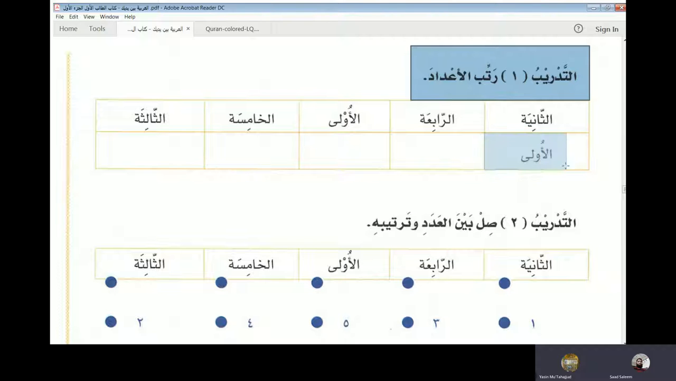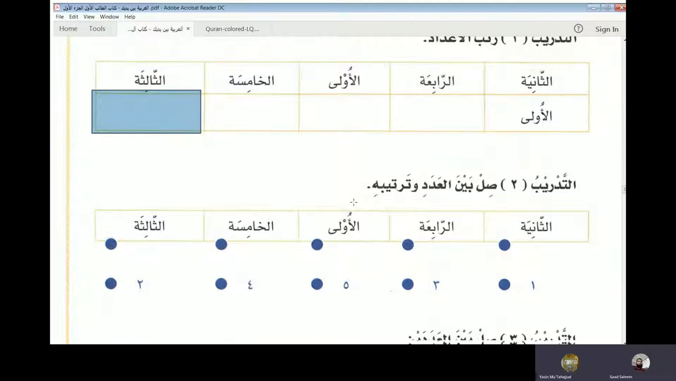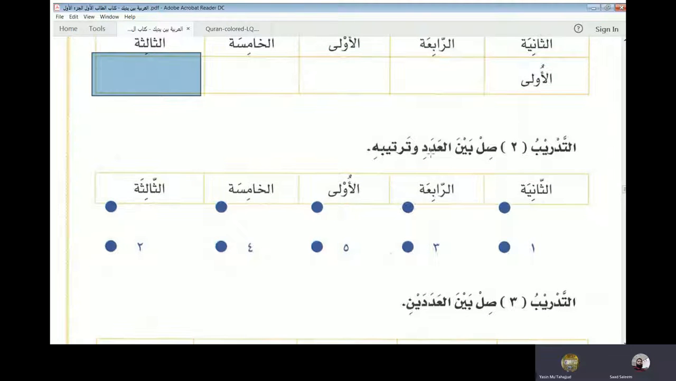So in the first box we wrote Al-Ula. What will you write in the second box? Ath-Thaniya, good. Third: Ath-Thalitha. Fourth: Ar-Rabia. Fifth: Al-Khamisa.